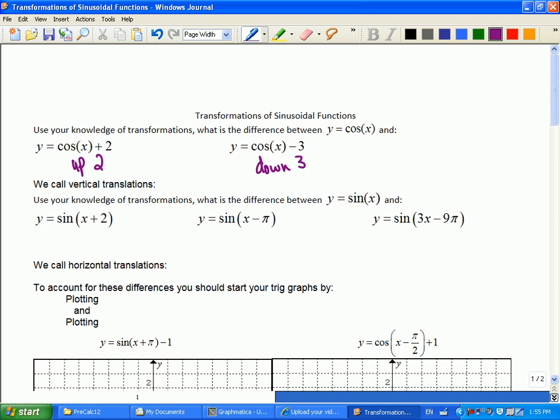Okay. So vertical translations, we call these the vertical displacement, which I sort of talked about earlier, the center line. Personally, I like calling it the center line because that reminds me visually of what I'm talking about. Okay, so how can we compare sine of x plus 2? Good. You guys remembered. And the next one?